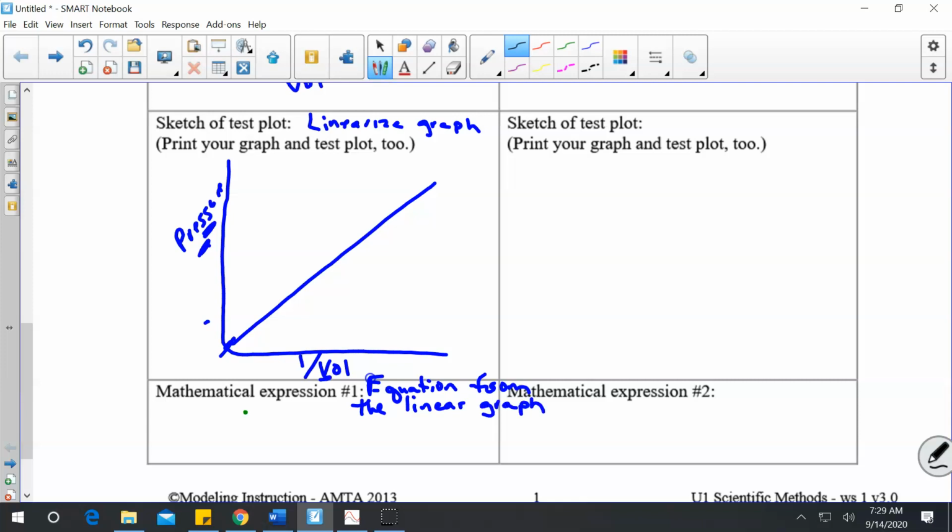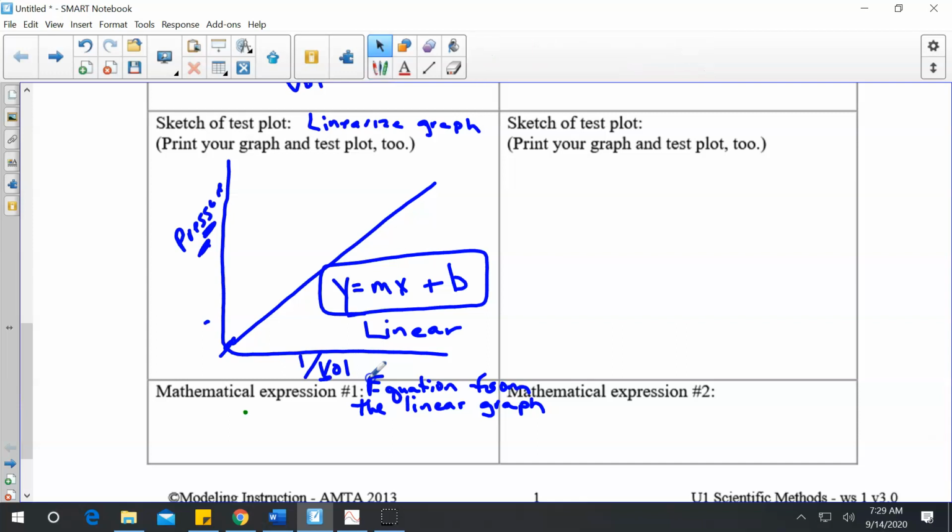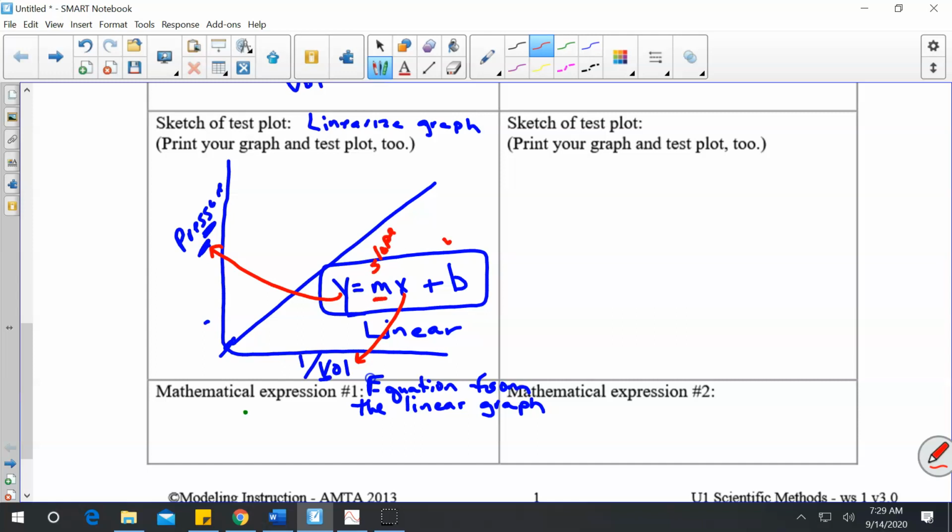Now, this type of graph is the equation y equals mx plus b. That's the general equation for a linear relationship. So here's what we want to do. We want to substitute in what is on the y-axis, what is on the x-axis, and then what were the values for slope, and what was the value for the y-intercept.